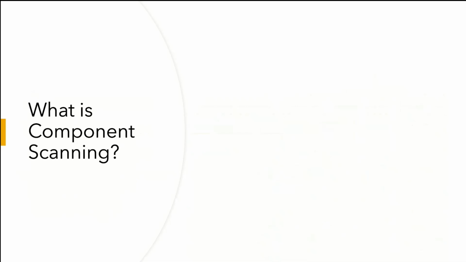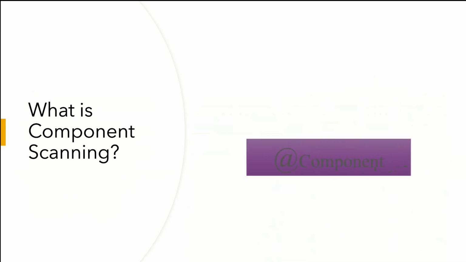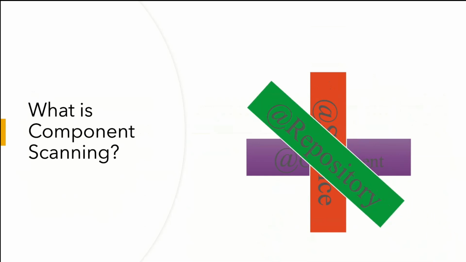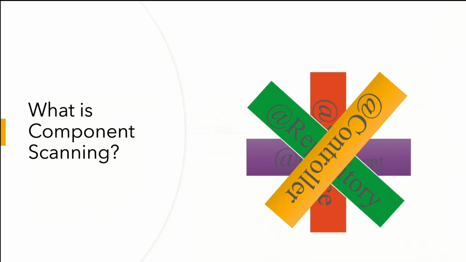Common annotations that mark a class for component scanning include @Component, @Service, @Repository, and @Controller. These are stereotypes for different layers of an application.